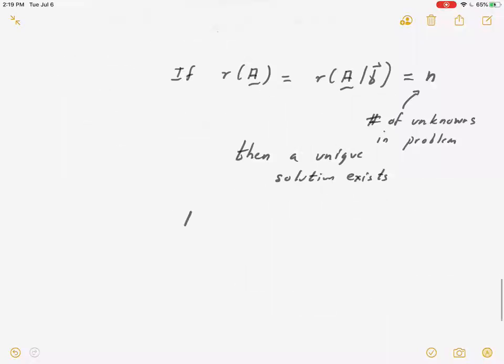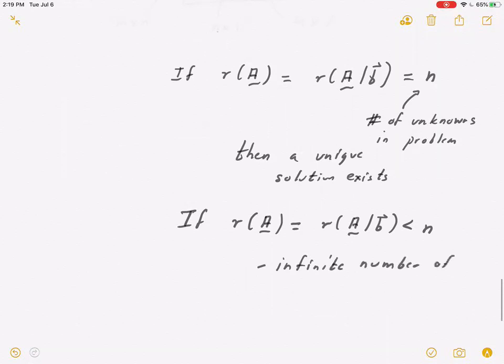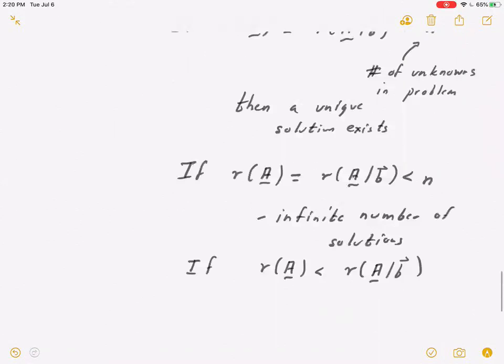And again, as we saw before in case 4, if in fact the rank of A equals the rank of the augmented matrix in a problem, but that's less than n, the number of unknowns in the problem, then you have an infinite number of solutions. And finally, if the rank of the coefficient matrix is less than the rank of the augmented matrix, then no solution exists.